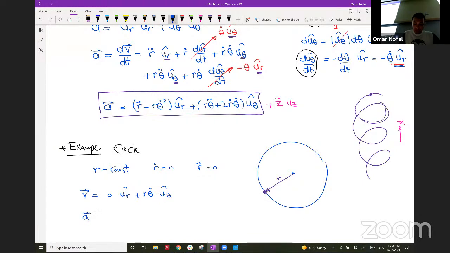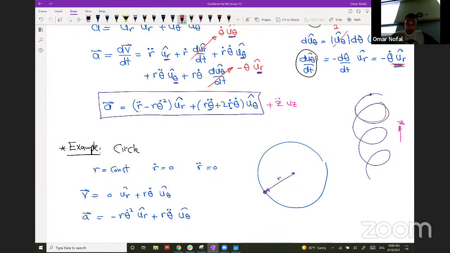And if you calculate a, r double dot is equal to 0, so you will have negative r theta dot squared in the direction of u_r hat, and here r dot is equal to 0, but you will have this term: r theta double dot in the direction of the u_theta hat. So this is how the equations look if you are moving on a circle.